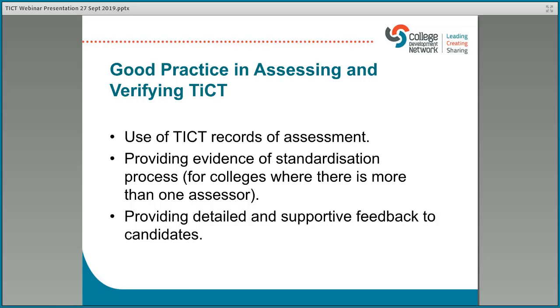So this is something that we have seen happening more regularly through the EP process and something that we would highlight as good practice to do.